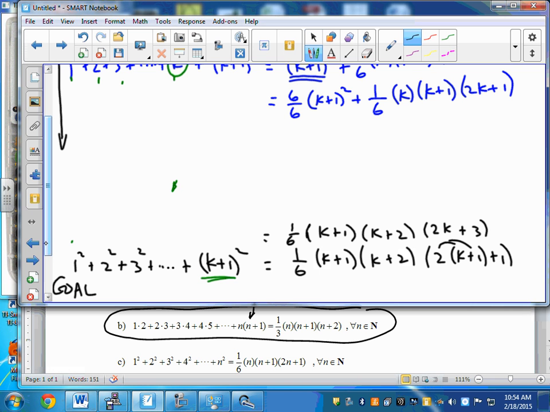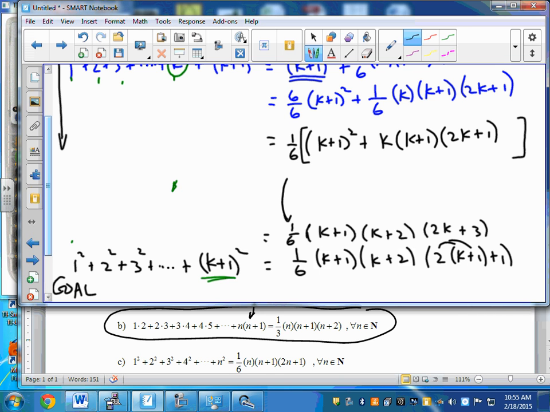Let's see, what have we got? Let me bring the 1/6 out, so that matches up with that. Now we have k plus 1 squared, and here we have a k. I factored out this 1/6, that's the brackets. So we have k times k plus 1 times 2k plus 1.